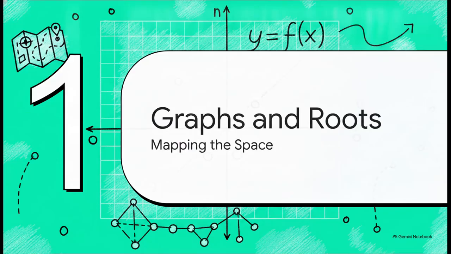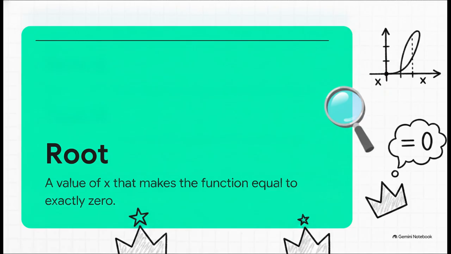Section 1. Mapping graphs and roots. Okay, let's dive into this. Our very first foundational building block is understanding the physical space of a graph. When we talk about a function, usually written as y equals f of x, it's basically a literal map of coordinates. Now, within that space, we have some VIPs, very important points, and we call those roots.